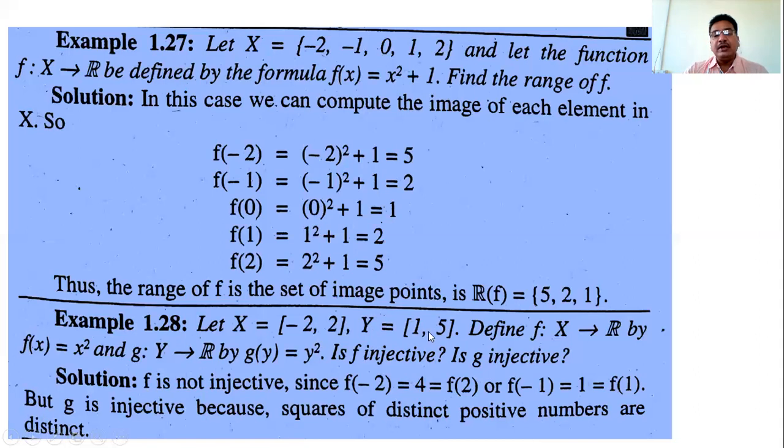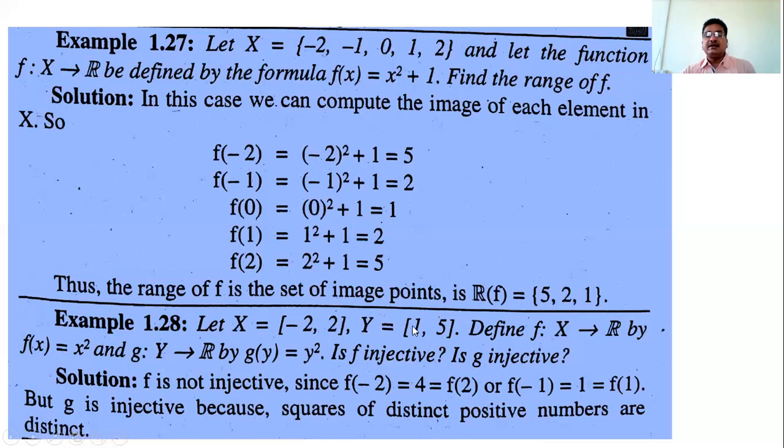But if you take any two different elements from Y, that is the domain under this function g, what are their images? Suppose you take 1 and 5: the image of 1 is 1 and the image of 5 is 25. The elements are different and their images are also different. Or suppose we take 2 and 3 from this set: the image of 2 is 4, the image of 3 is 9. The elements are different and the images are also different under this function g, and therefore g is injective.